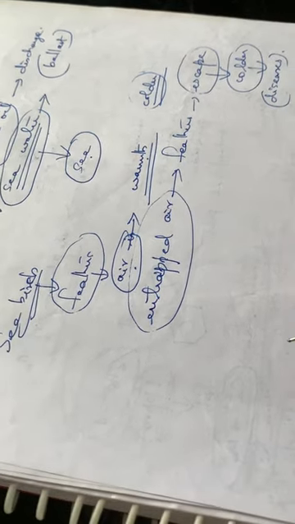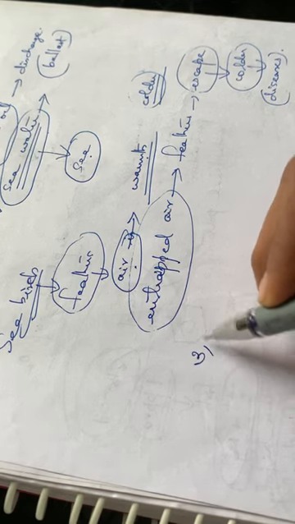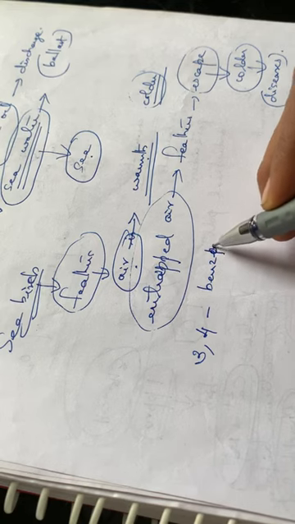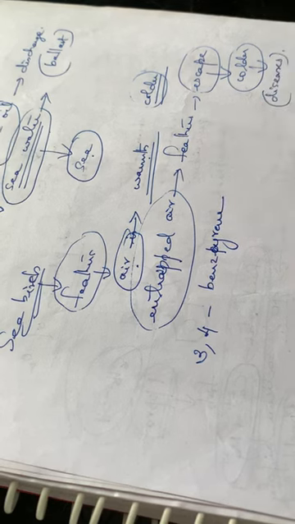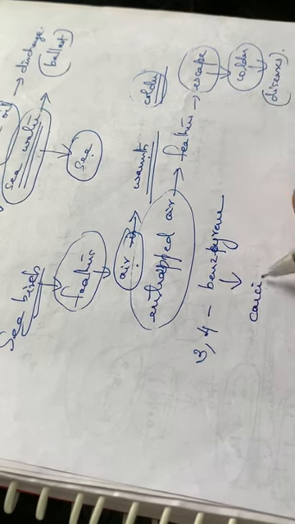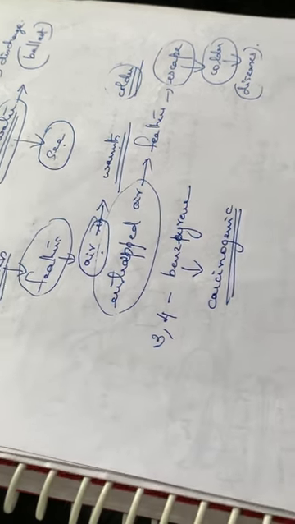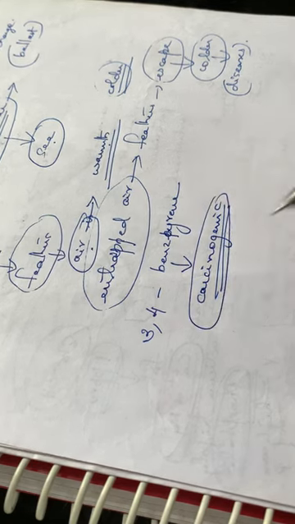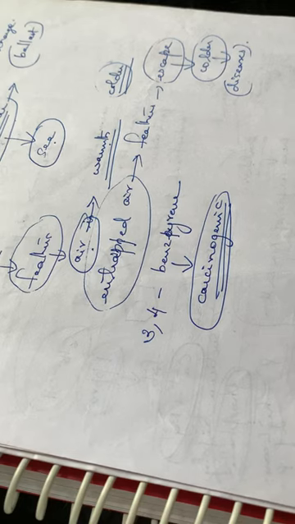Okay, and also one of the major byproducts of these industries is 3,4-benzpyrene, B-E-N-Z-P-Y-R-E-N-E. Okay, this 3,4-benzpyrene is carcinogenic. Carcinogenic means it is a cancer causing chemical. Okay, 3,4-benzpyrene is a cancer causing chemical, or we can say it is carcinogenic. Normally carcinogenic means it is a cancer causing chemical.